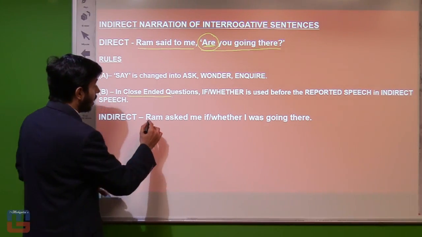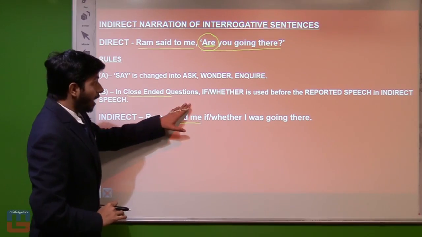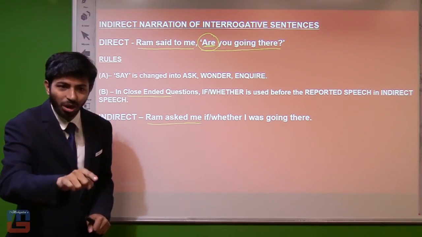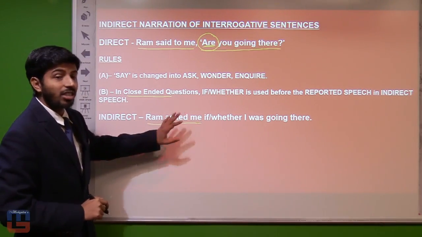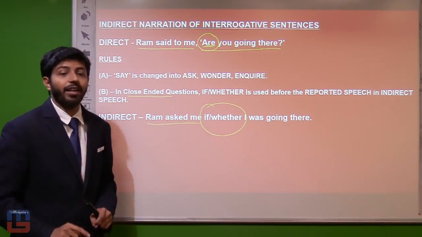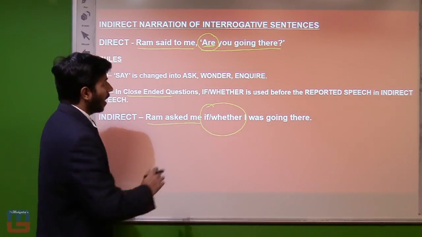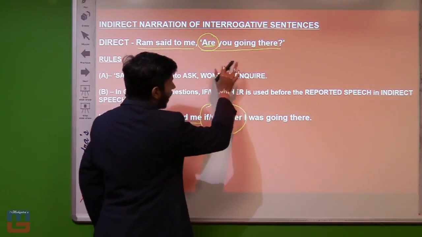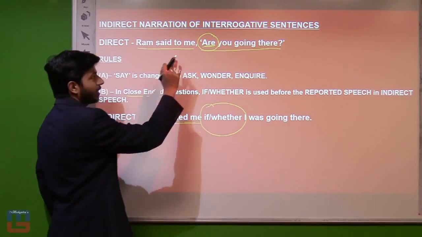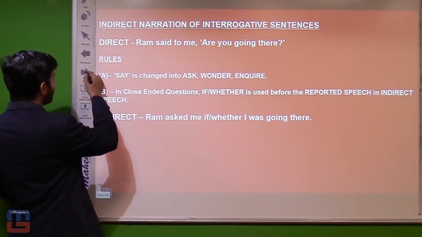So the change is, Ram asked me, because we have to change according to the rule. And that should not be used, because in this type of sentence we should use if or whether in the place of that. You can use either if or whether. Are you going there? According to the tense, if or whether I was going there, because present continuous changes into past continuous. So this is the example.